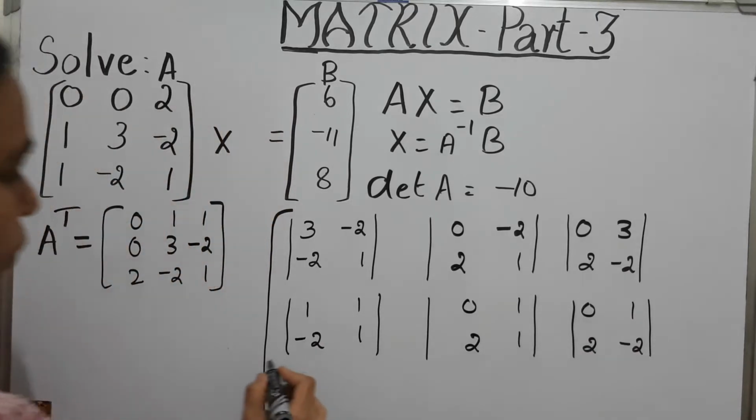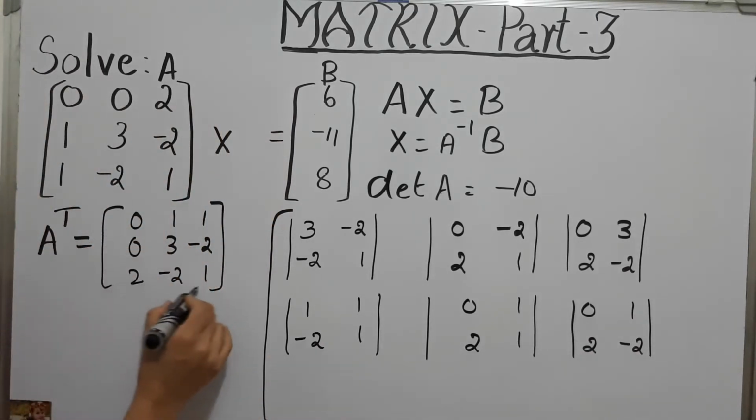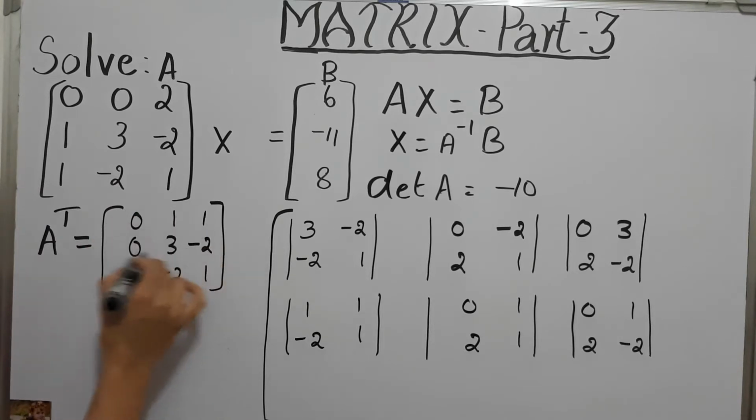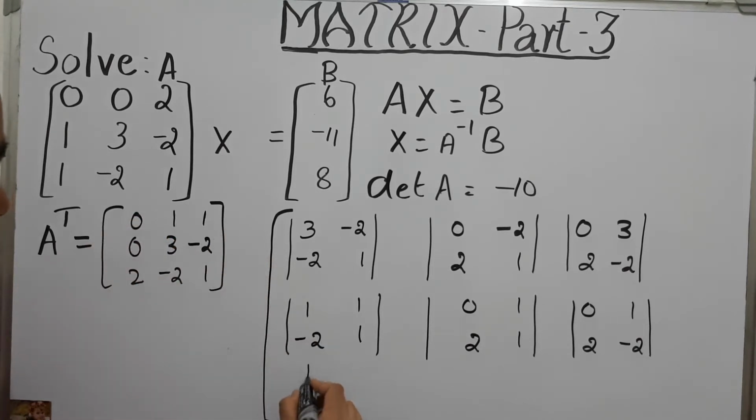And for the third row, you have to ignore the third row and consider only the first two rows. For the first element, you have to ignore the first column, so you take only these four elements, which is 1, 1, 3, minus 2.